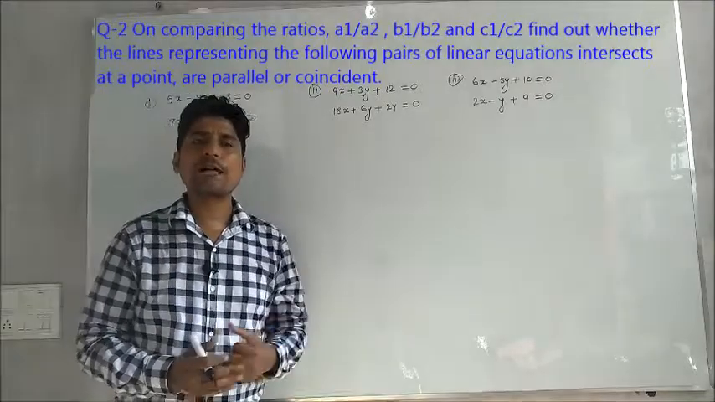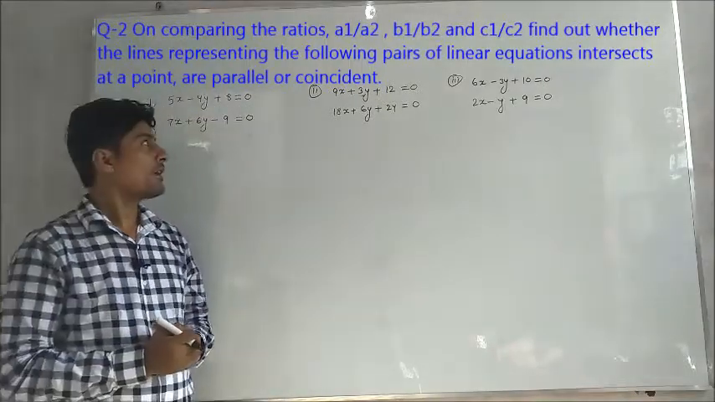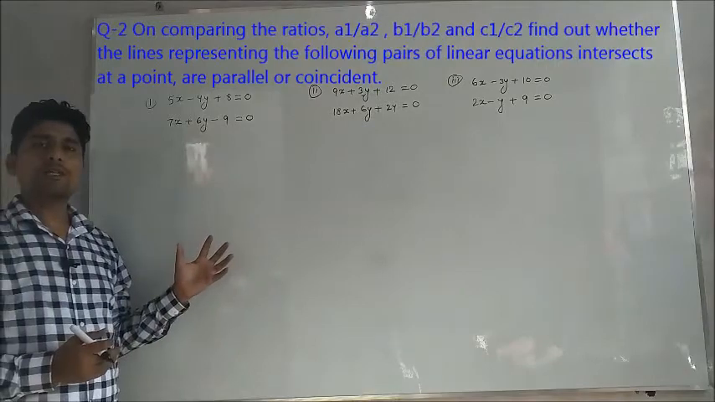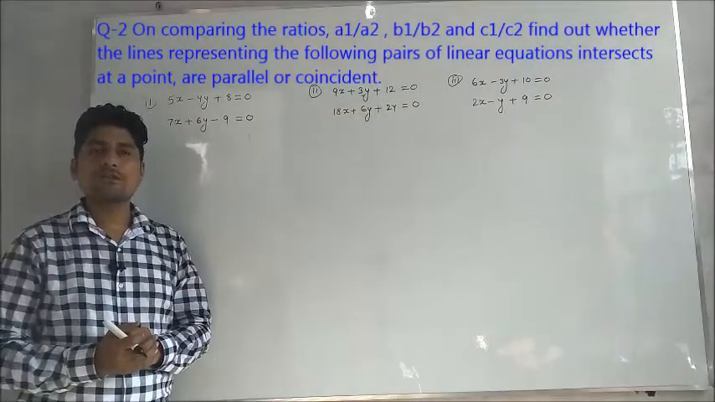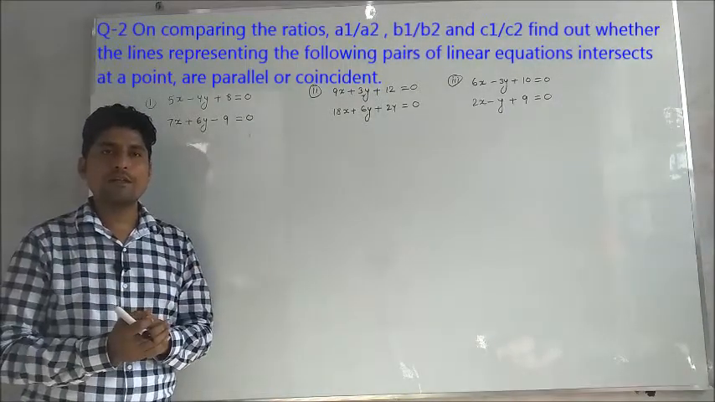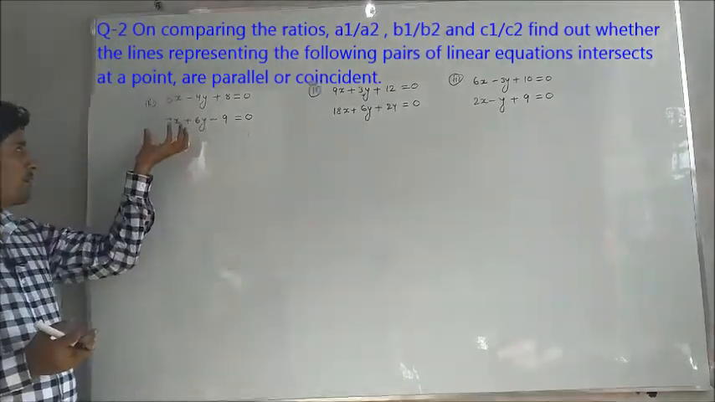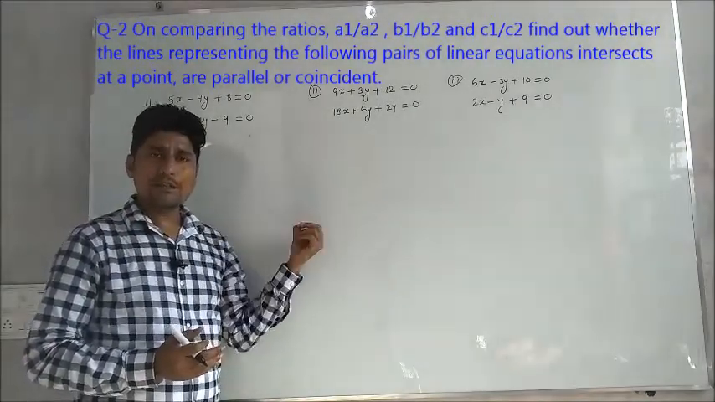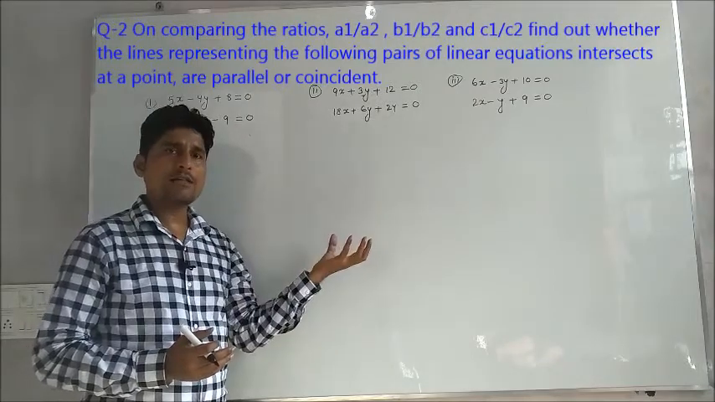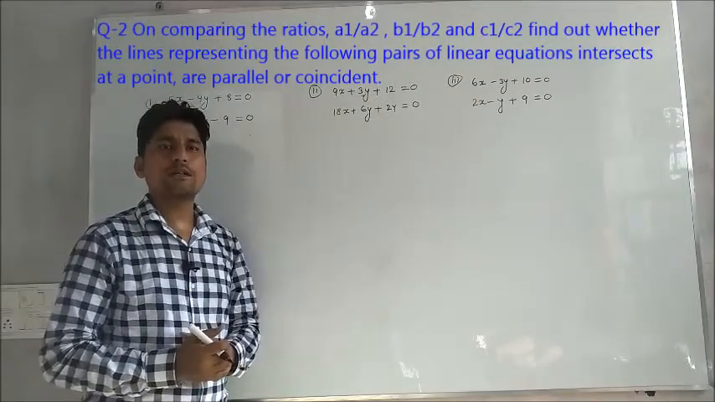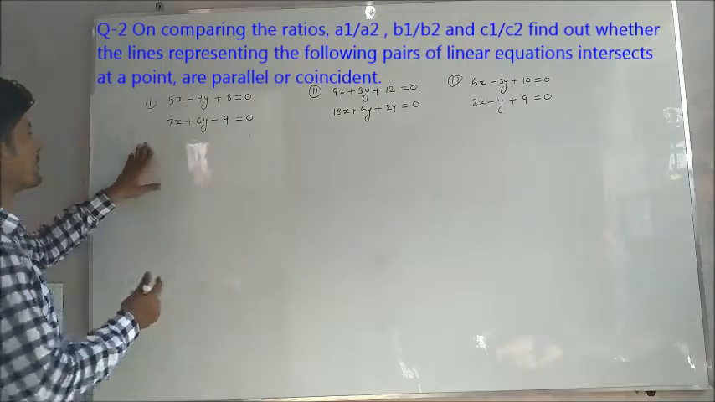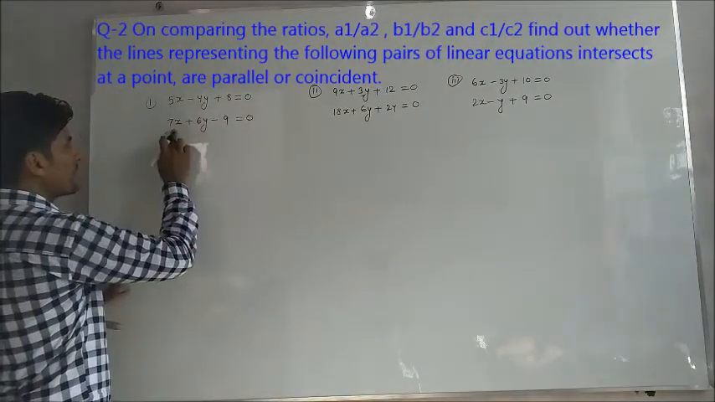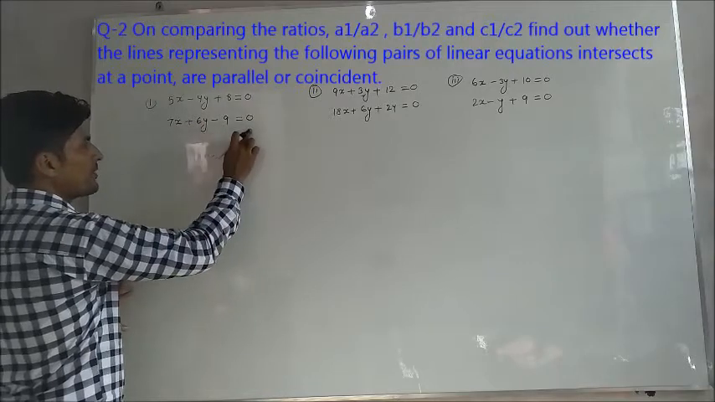Question number 2, exercise 3.2. On comparing the ratios a1 upon a2, b1 upon b2 and c1 upon c2, we have to find out whether the pairs of linear equations are having intersecting lines, parallel lines or coincident lines. So let us see the very first question. 5x minus 4y plus 8 equals 0, 7x plus 6y minus 9 equals 0.